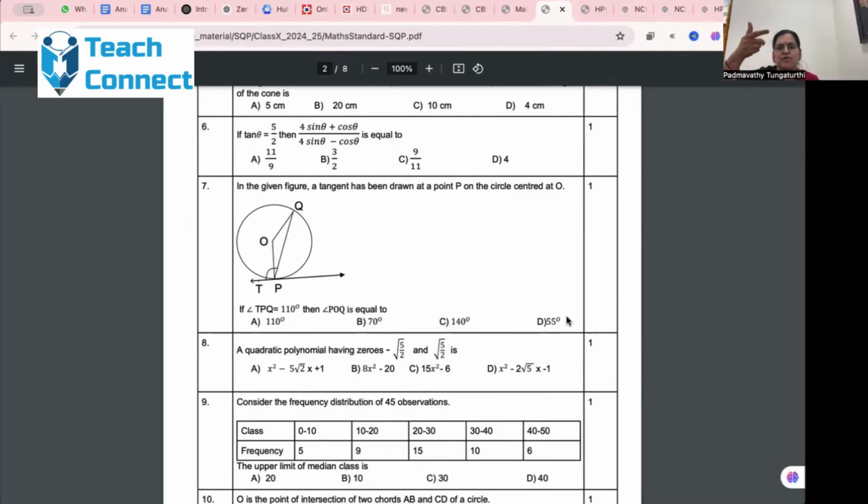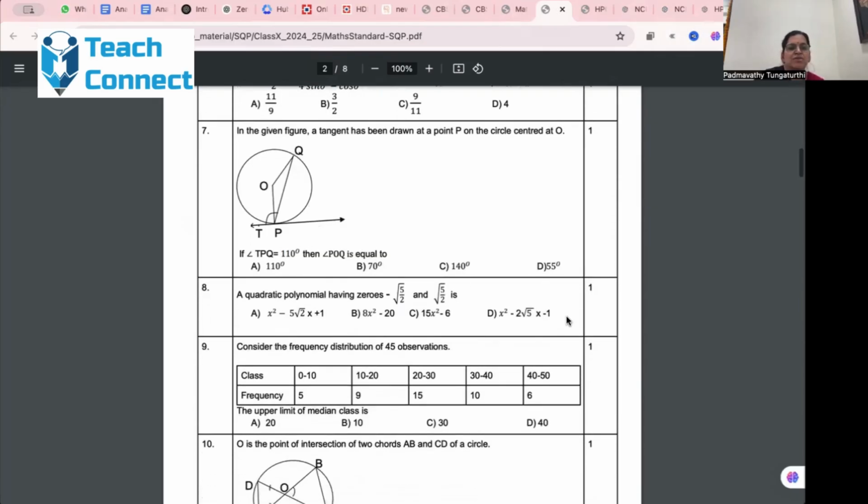Then obviously apply the Pythagoras theorem. You will get the value of 4 sin theta plus cos theta. This is an easier way of solving it. Now, next question is question number 7.